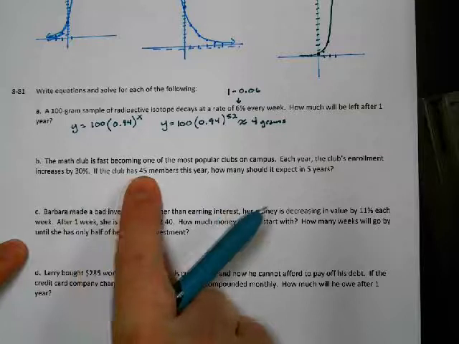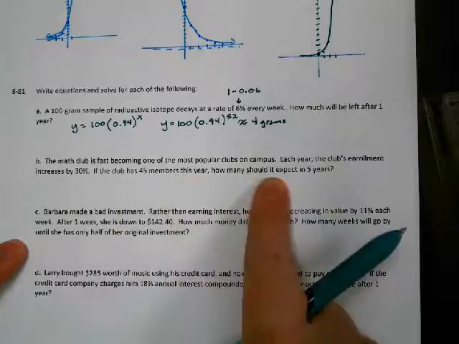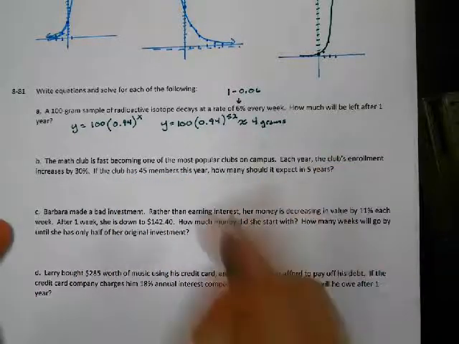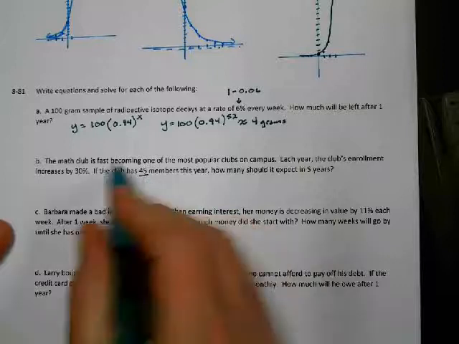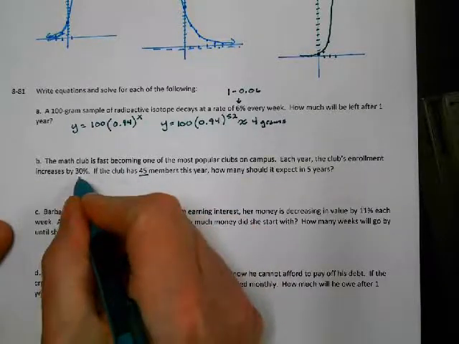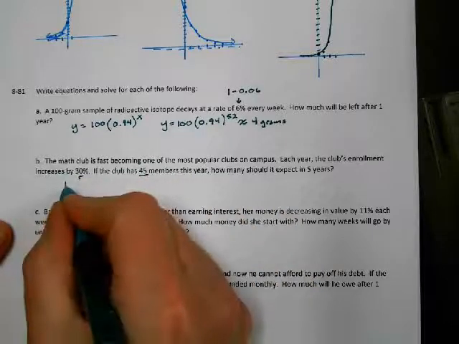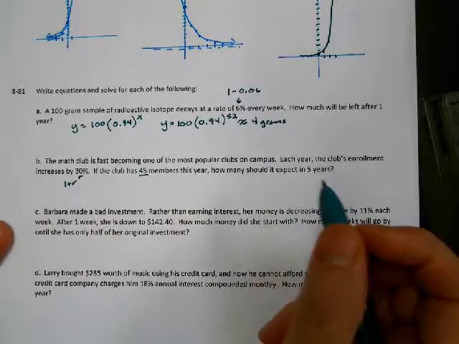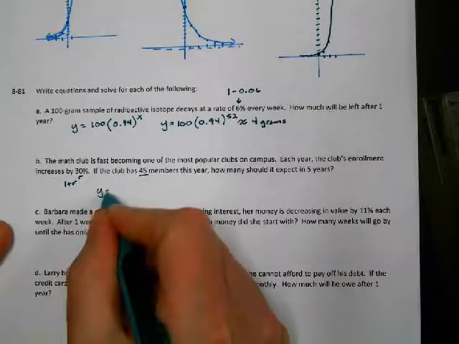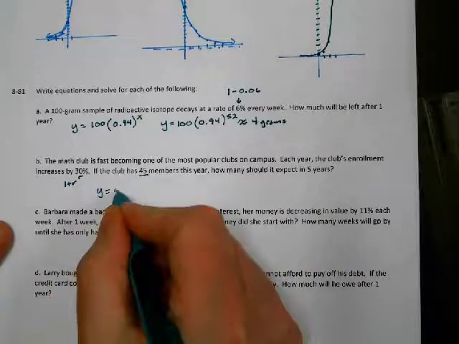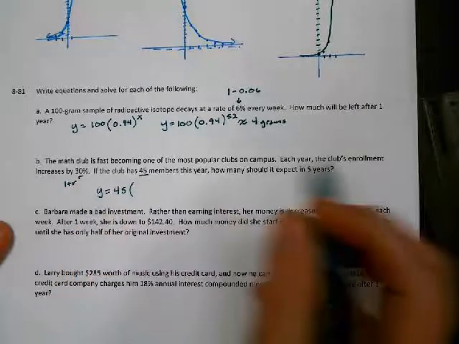Okay, so it has 45. That's my A value. And then this is my R value. And since it's an increase, I'm going to do 1 plus R for my B value. So I got Y equals, the A value is 45. And our multiplier, or our B value, will be 1 plus 30%, or 1.3.